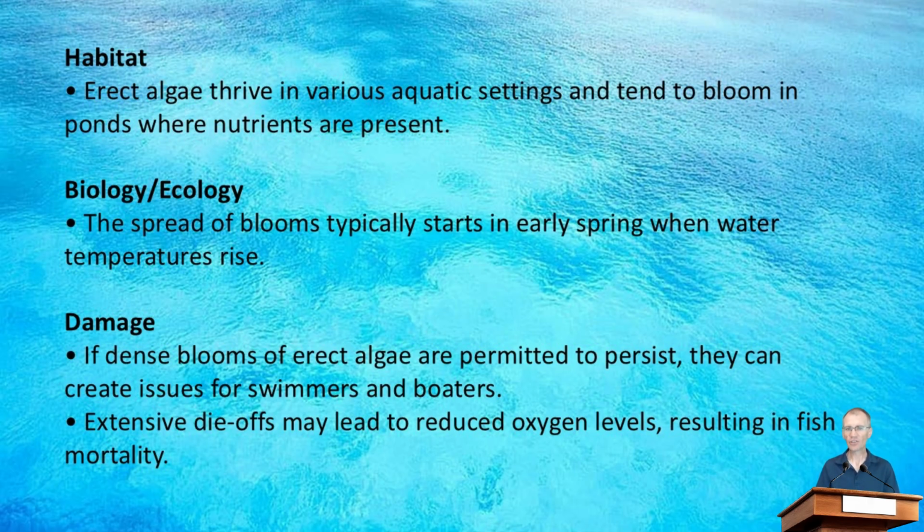Biology and ecology. The spread of blooms typically starts in early spring when water temperatures rise. Damage: if dense blooms of erect algae are permitted to persist, they can create issues for swimmers and boaters. Extensive die-offs may lead to reduced oxygen levels, resulting in fish mortality.